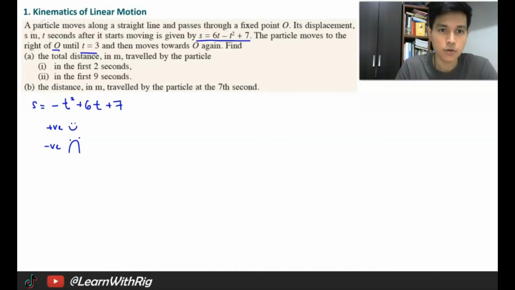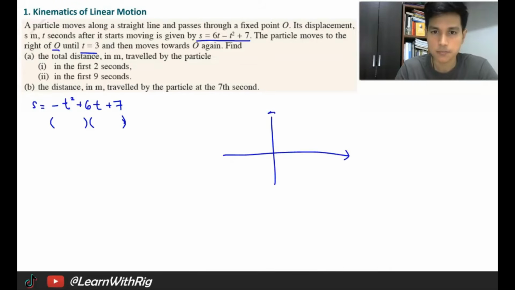So you know your graph is going to be n-shaped, and the intercept is 7. What you can do is factorize this. When you factorize, you will find your x-intercepts. I already did all this, so your graph should look something like this.